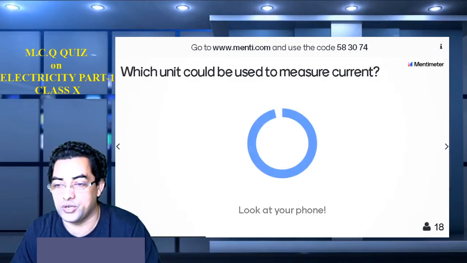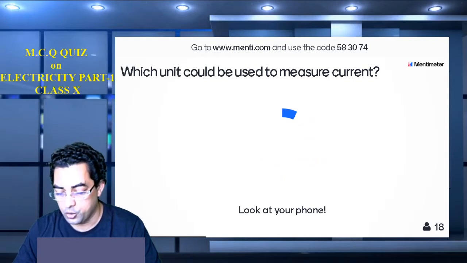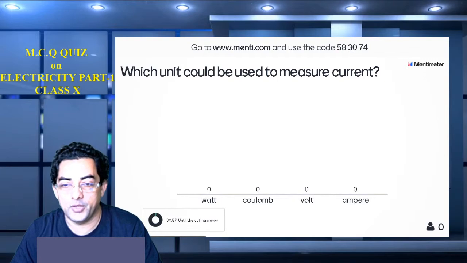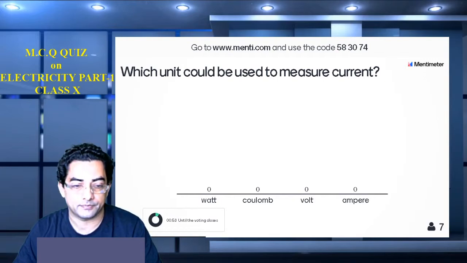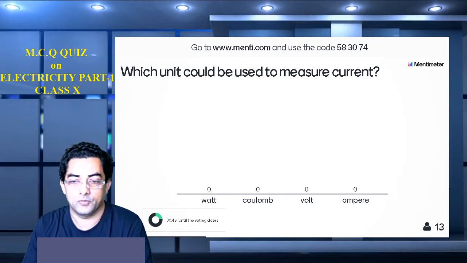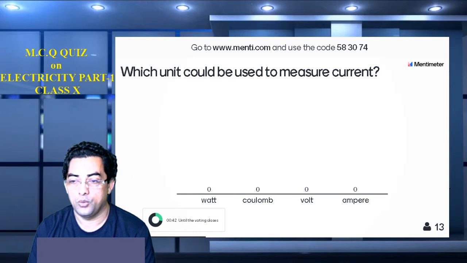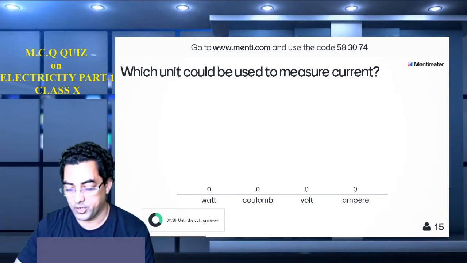The next question on your screen is this. Which unit could be used to measure current? Watt, coulomb, volt, or ampere? Which unit could be used to measure current?